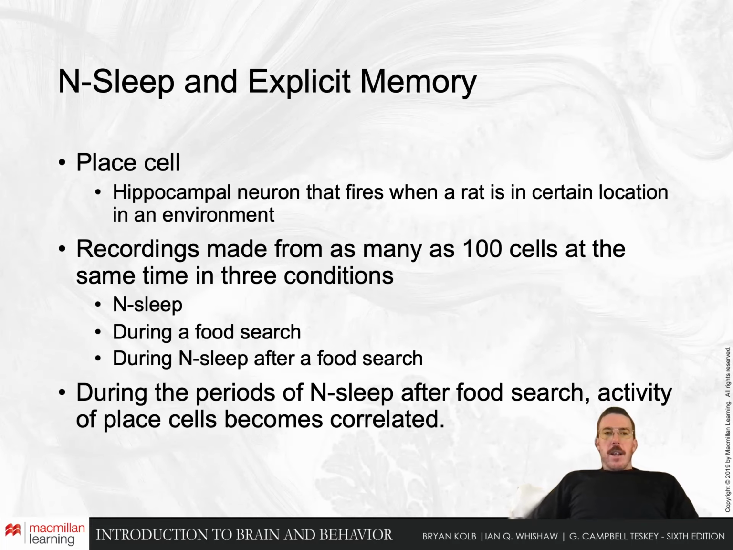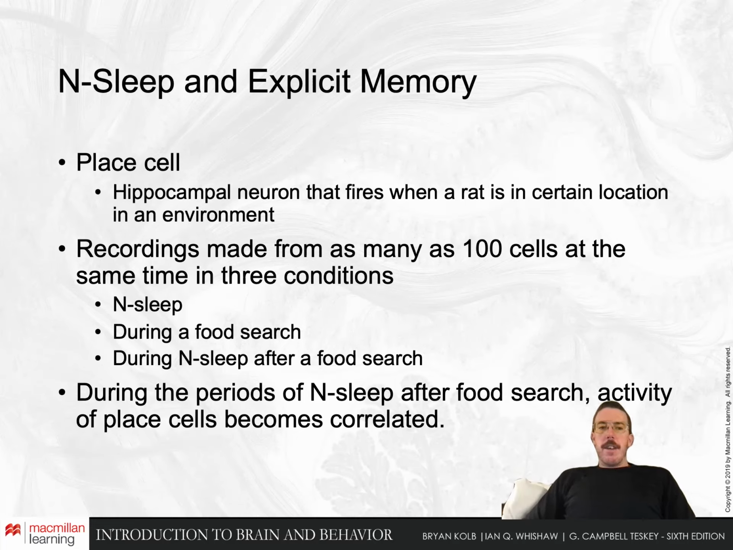Some more evidence that sleep and explicit memory are linked comes from place cells. These are hippocampal neurons that fire whenever a rat is in one location of their environment. So they're in a big box, and whenever they go to one corner of the box, this cell will fire. These have been proposed to be related to a kind of GPS map in our brain.